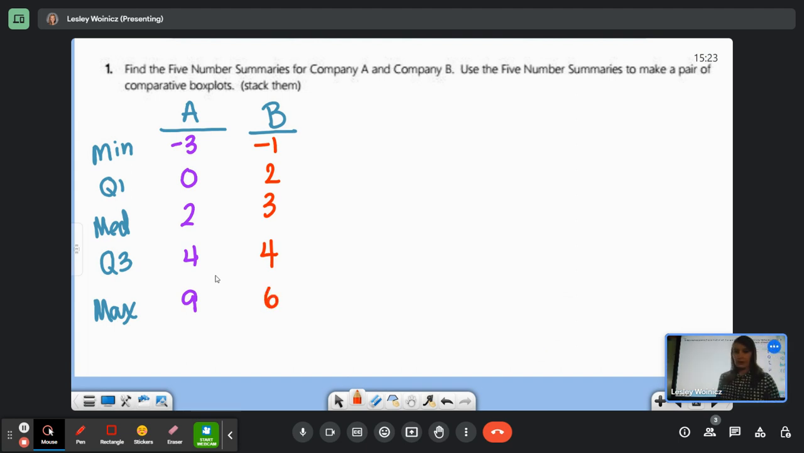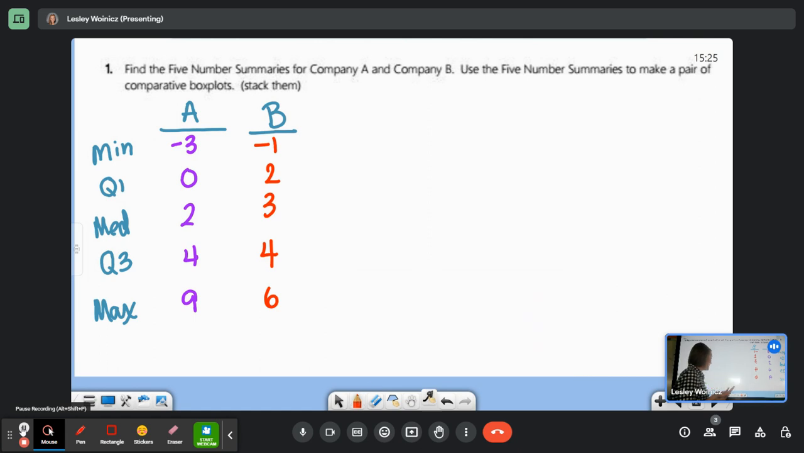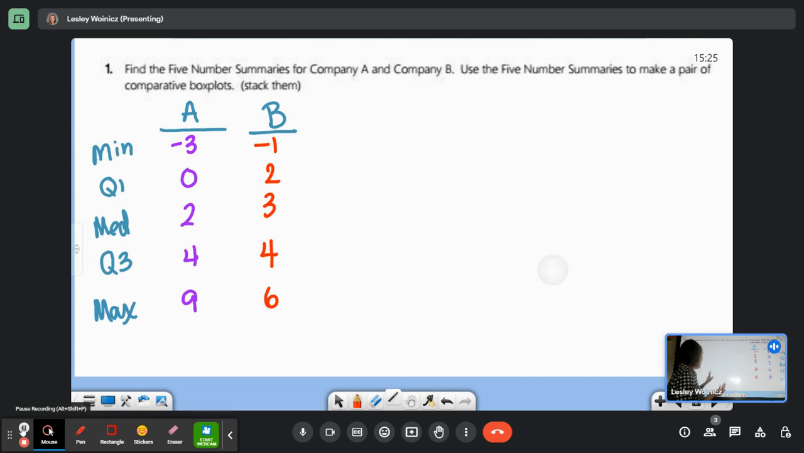Okay, guys, basically we're just going to do the same thing I just did for company B, but I don't know that you need to see me do all those numbers in the calculator again, so I'm going to pause. I'm going to do comparative box plots. That means we're going to stack them and use the same axis. Okay, so go get a ruler if you haven't got one already.